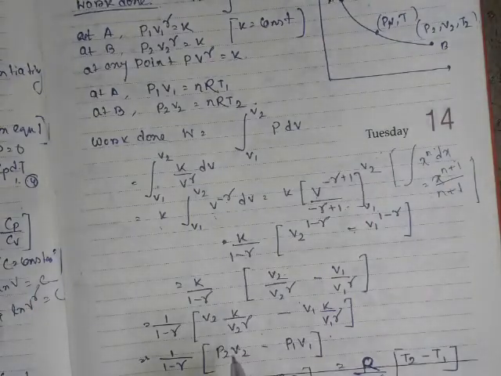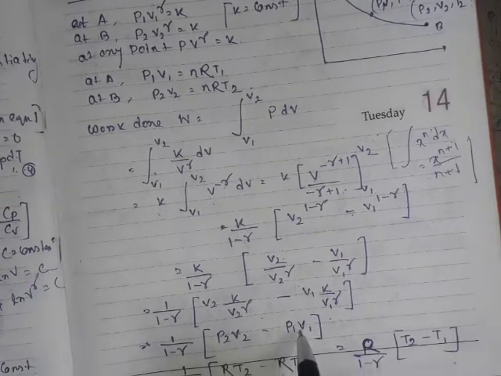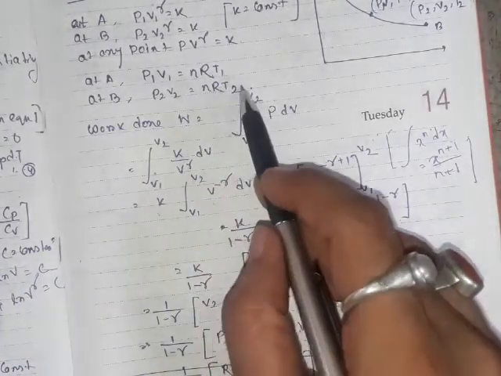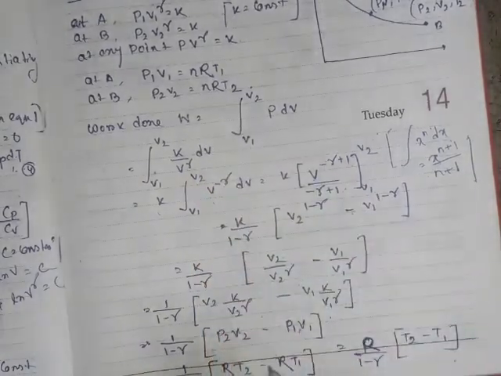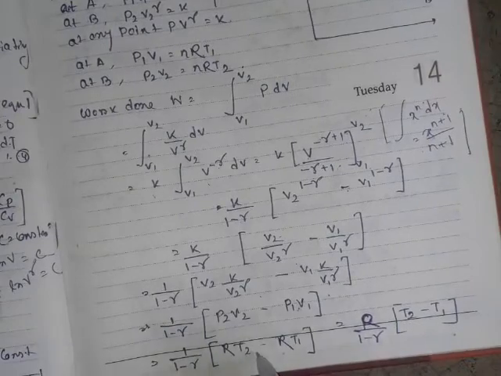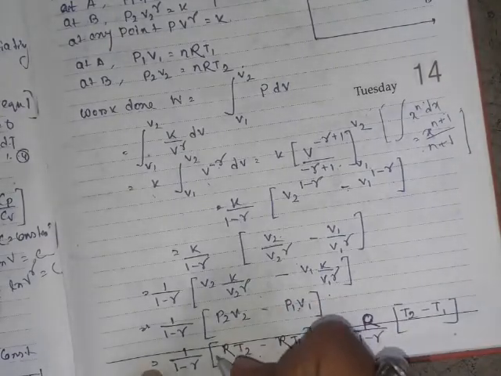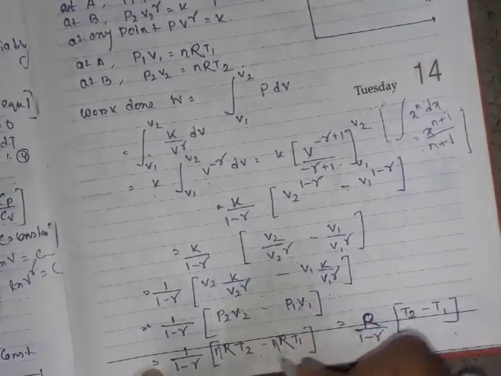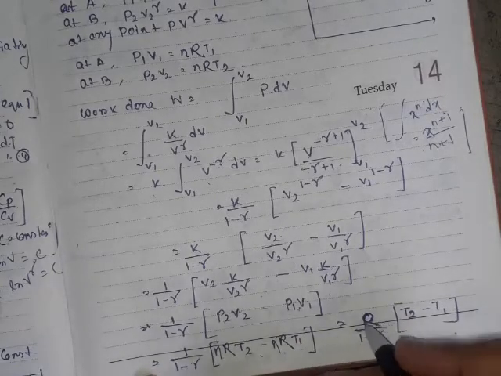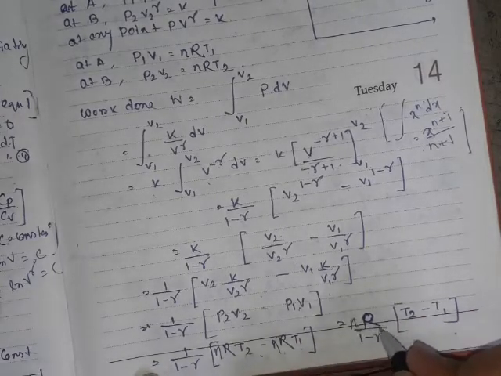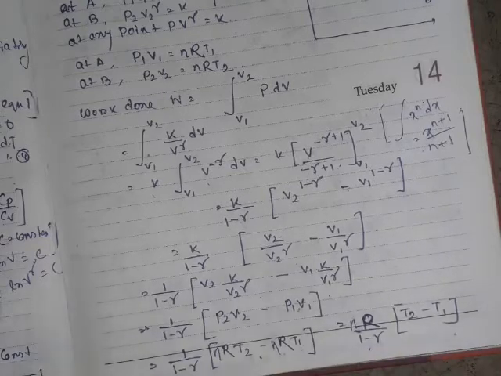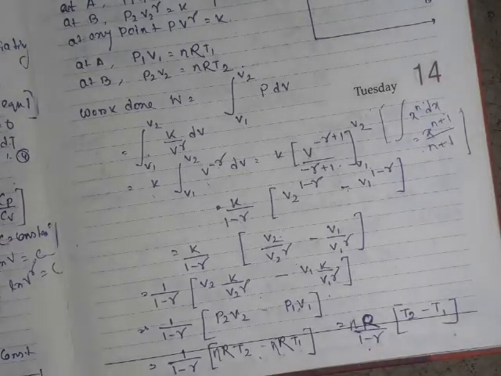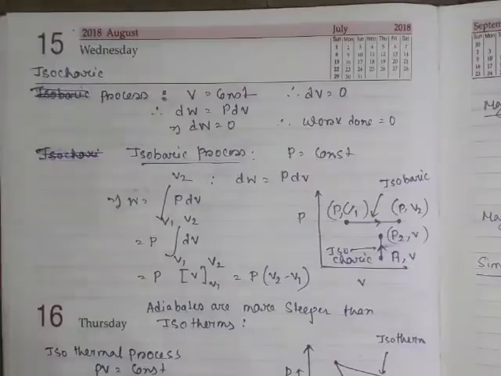So you will get P2 V2 minus P1 V1, and P2 V2 equals nR T2, and P1 V1 is nR T1. So that means nR T2 minus nR T1. Just take nR common, so nR by 1 minus gamma, that is Cv, multiplied by T2 minus T1. That will be the total work done in the adiabatic process. So that was all about the adiabatic process.